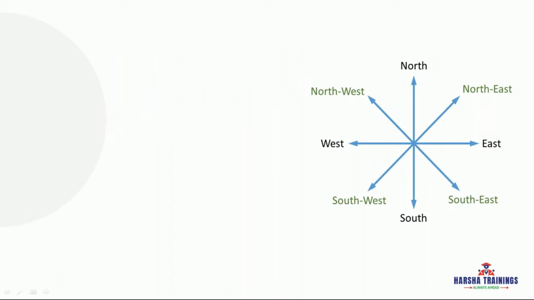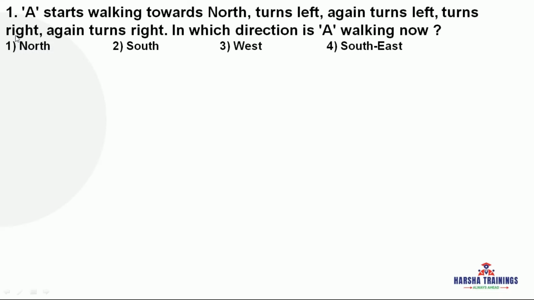This is a basic diagram, right? Okay, coming to model number 1: A starts walking towards north, turns left, again turns left, turns right, again turns right. In which direction is A walking now?